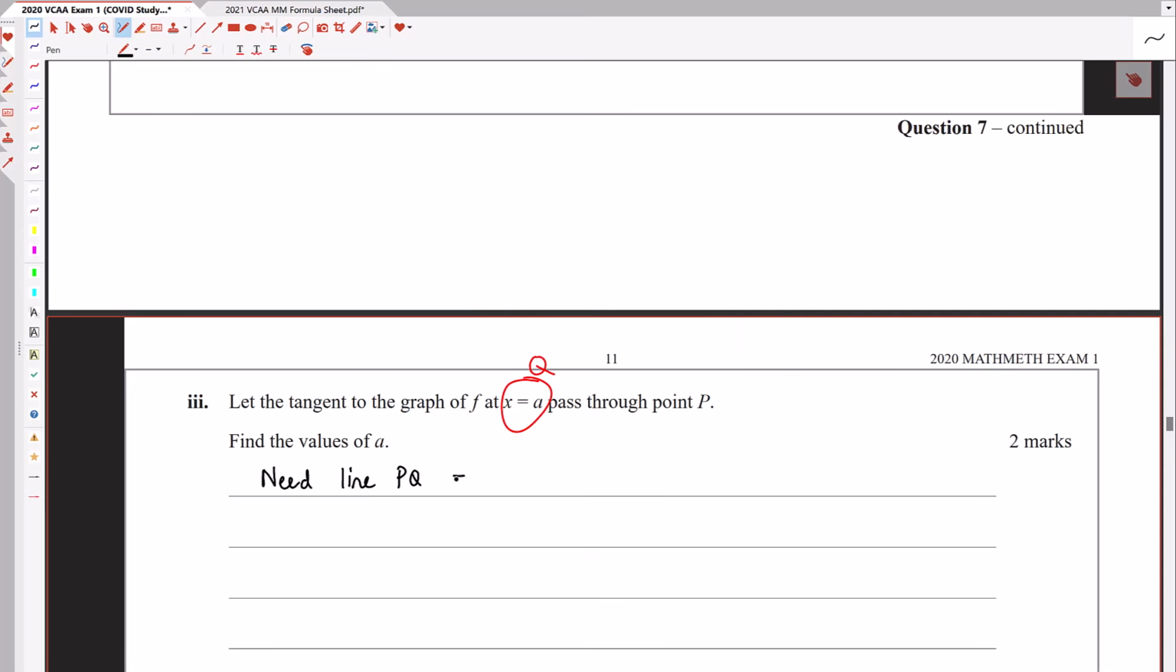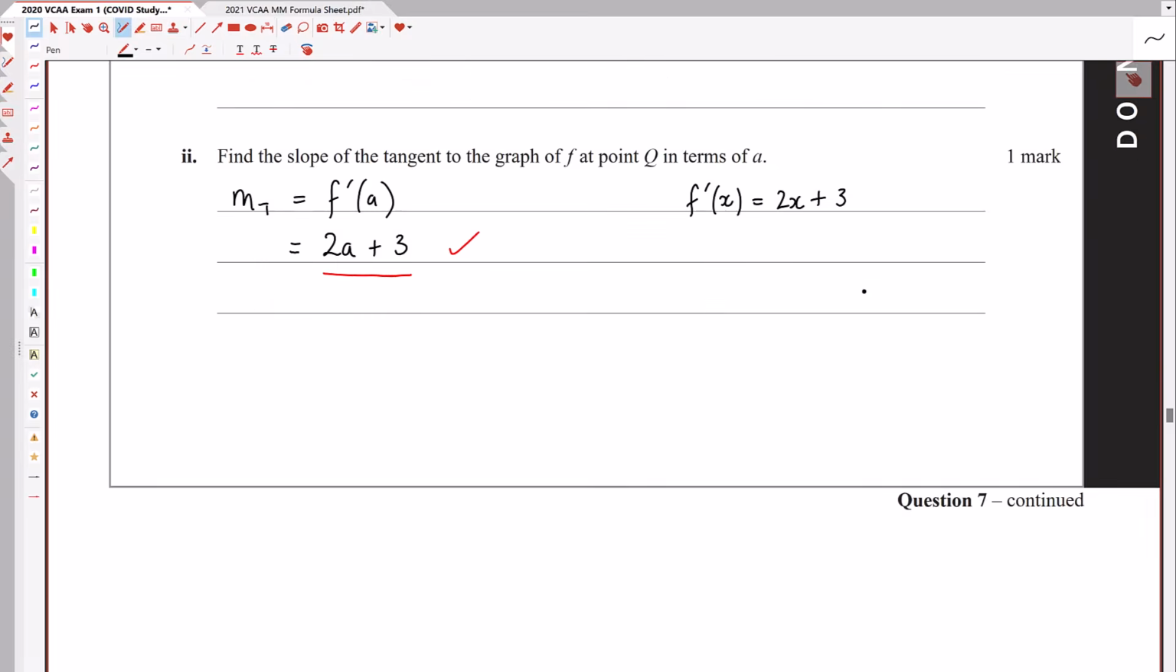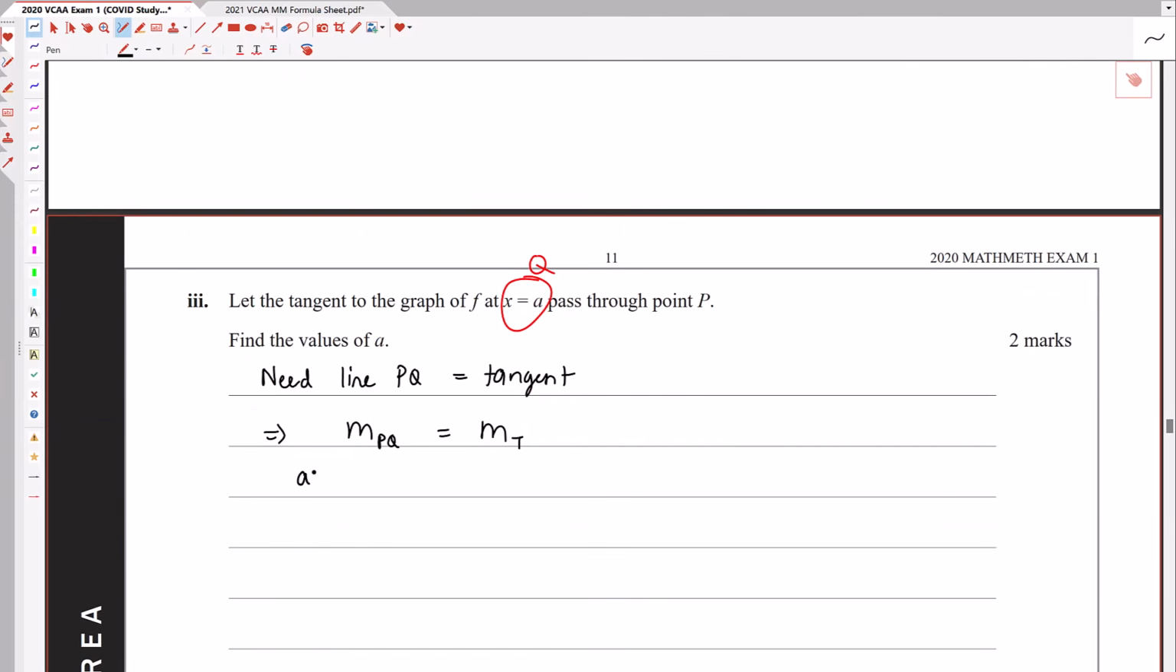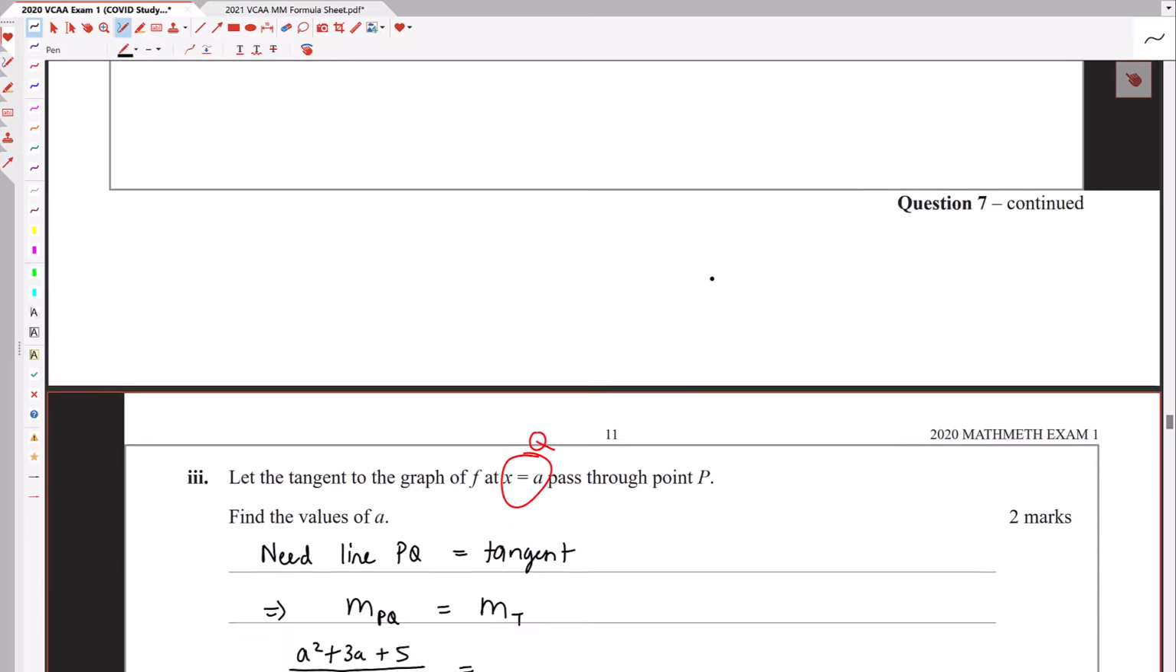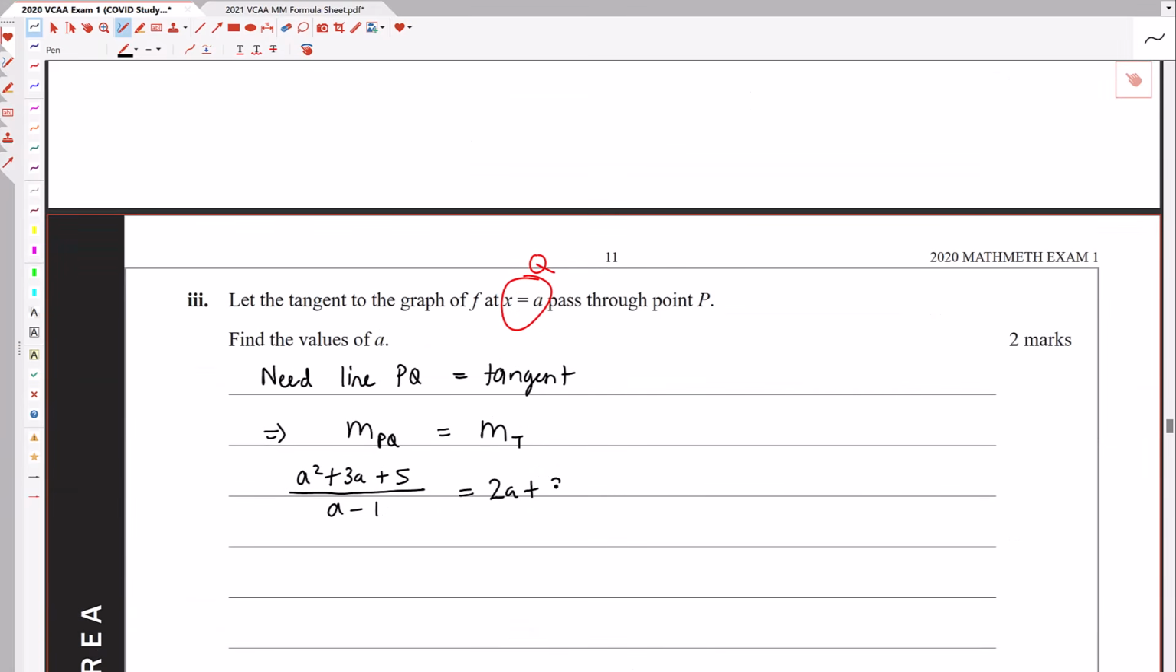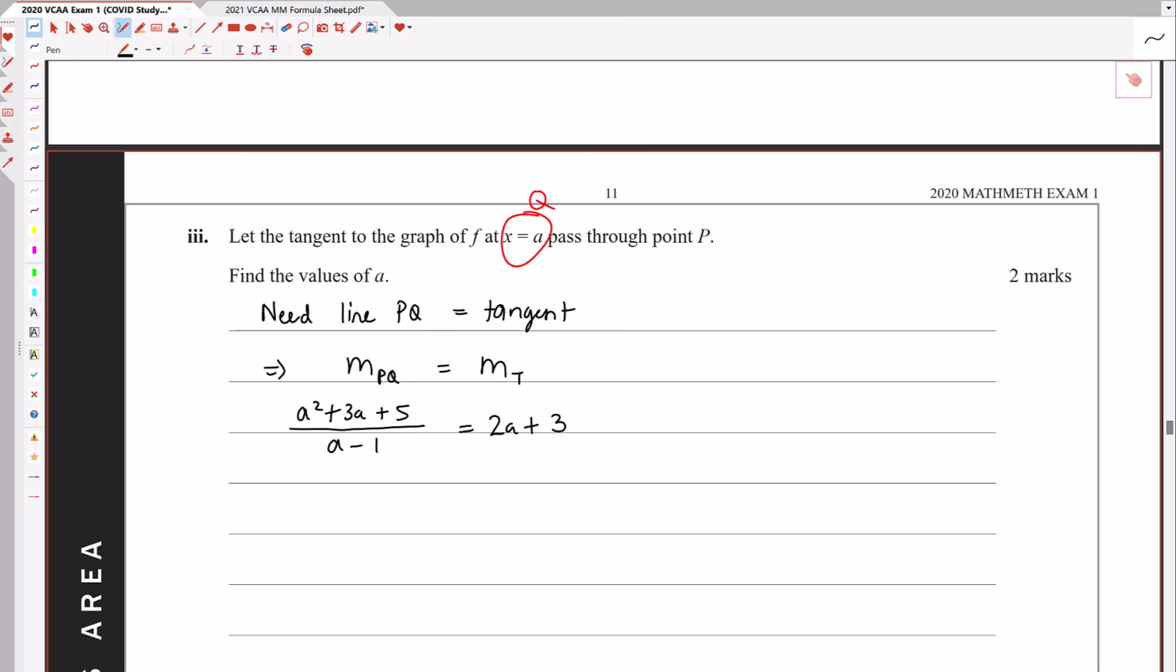We need line PQ to be the same as the tangent, which means that the gradient from P to Q is the same as the gradient of the tangent. And we've got expressions for both of those up here. So we've got a squared plus 3a plus 5 over a minus 1 is the same as the other one, 2a plus 3. And we need to solve that for a. So we can have a squared plus 3a plus 5 equals 2a plus 3 times a minus 1.